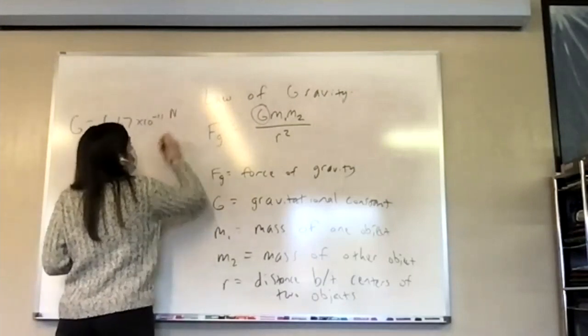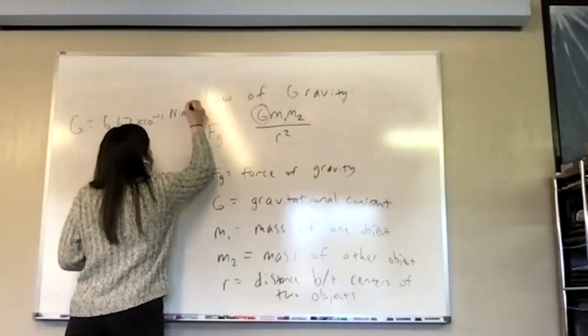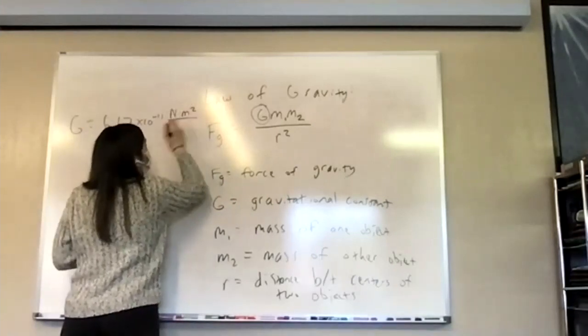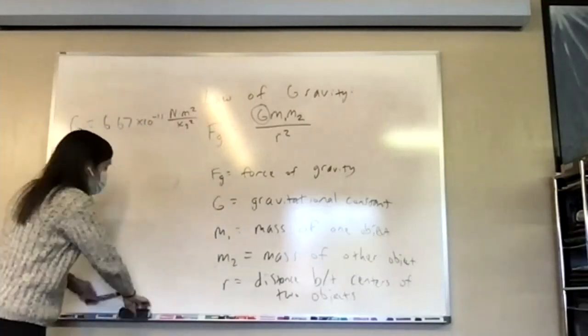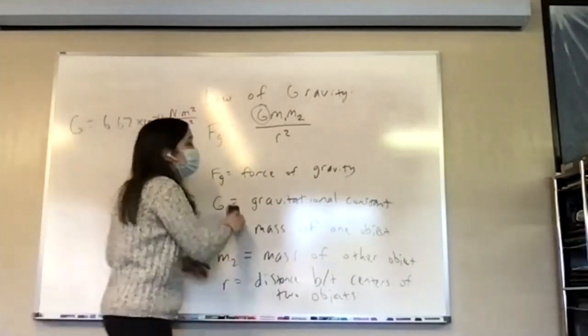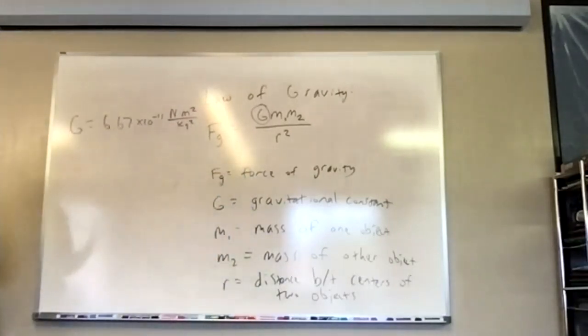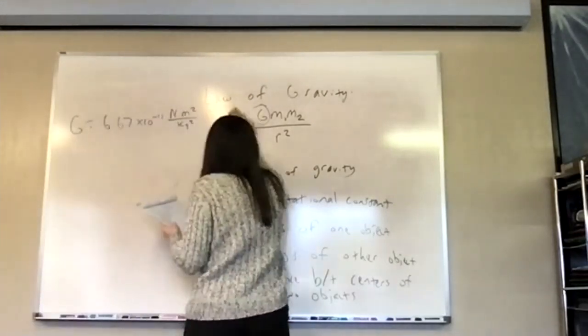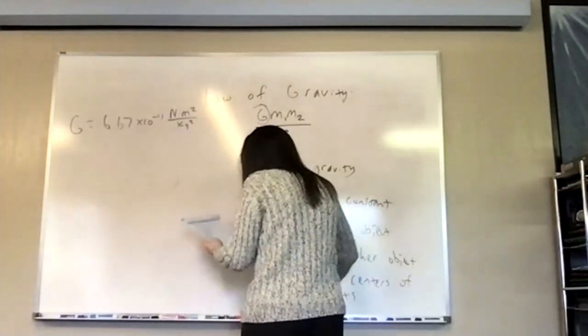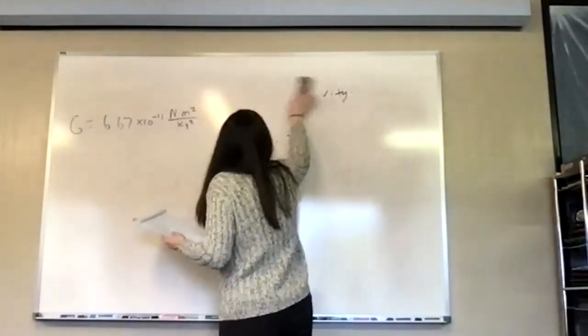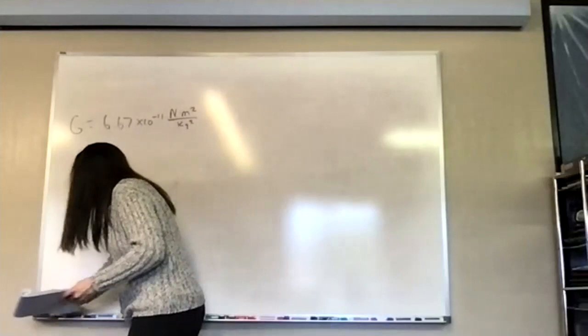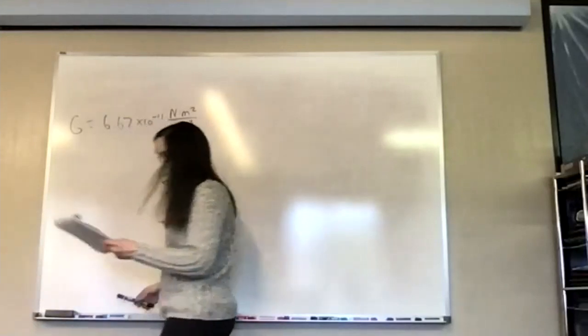The units on here, you have newtons times meters squared over kilograms squared. So this is used to measure the force of gravity, where weight is gravitational force. That's the primary way that we use this equation. So that's one equation that you should have in your note card. We'll be using that one in this chapter.